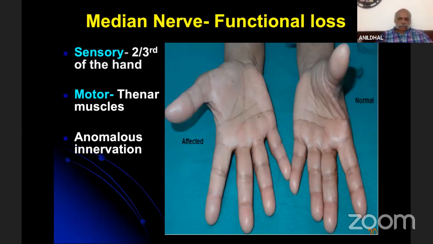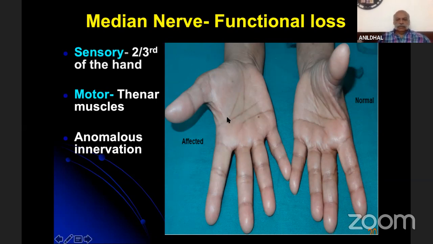Well, similarly, a median nerve injury can present with a wasting of the thenar muscles, and inability of the thumb to abduct at right angles to the plane of the palm, as is seen in the normal hand. The left is the normal hand, the dominant right hand was the affected hand. And along with this, there is demonstrable paralysis of the thenar muscles.